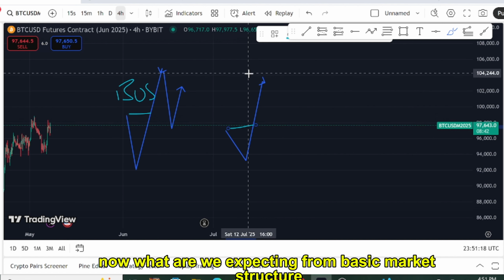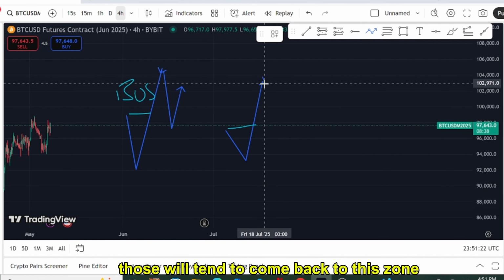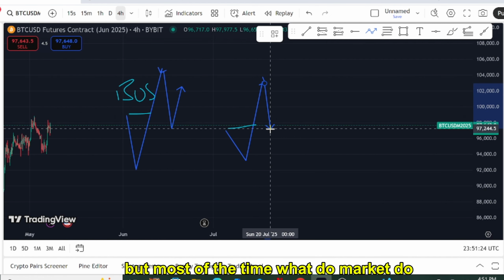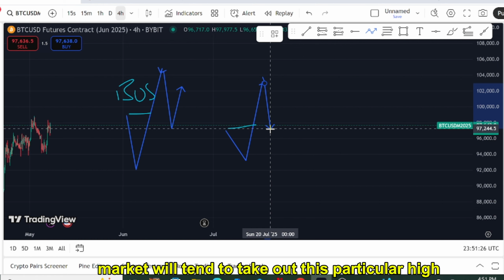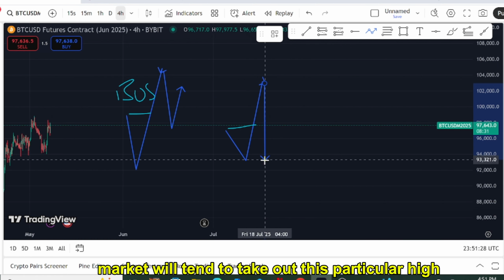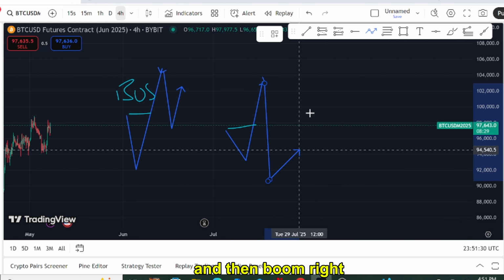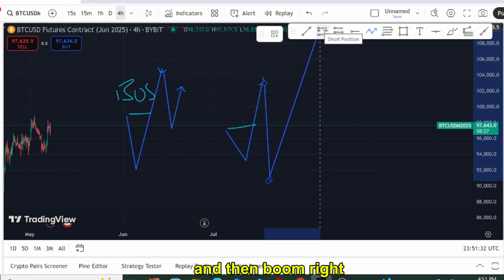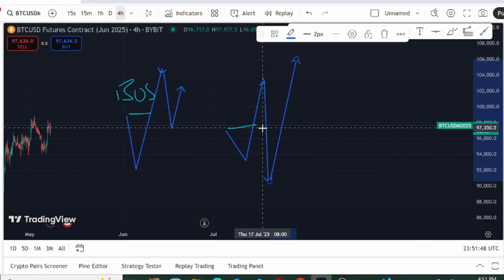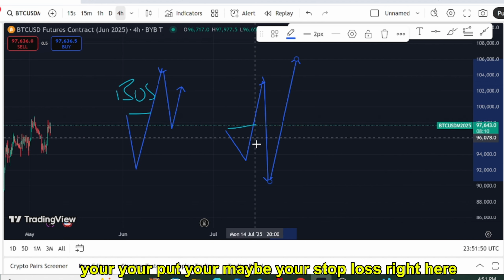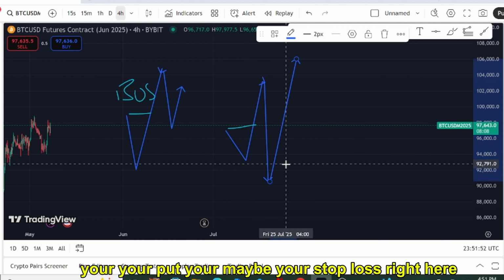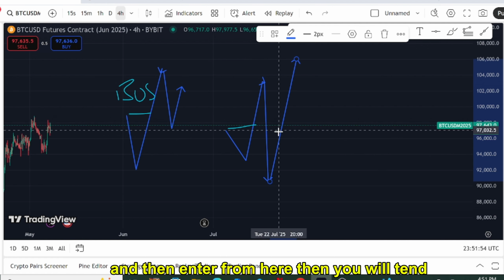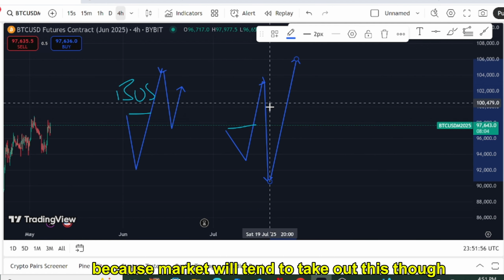Now, what are we expecting from basic market structure? We're expecting that price will tend to come back to this zone. But most of the time, what the market will do is take out this particular high and then boom, right? If you put your stop loss right here and then enter from here, you will tend to lose a lot of money because the market will tend to take out this.